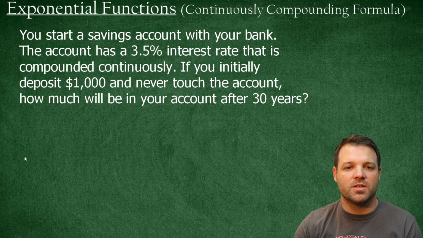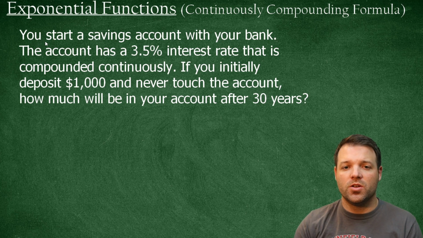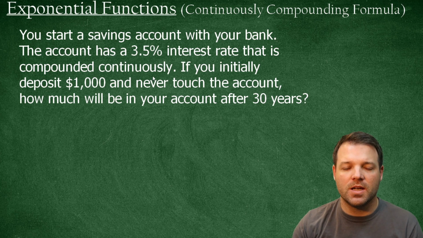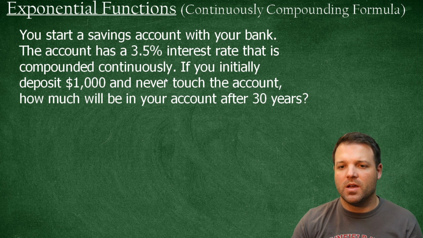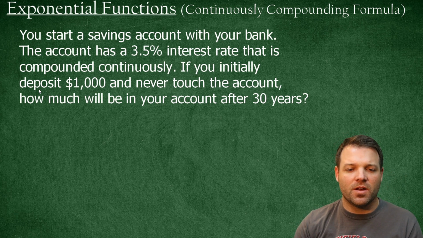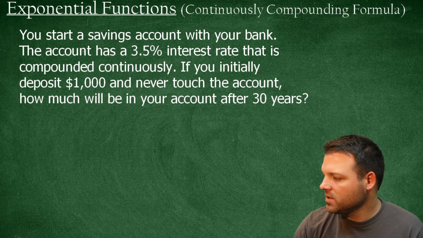Okay? All right. Now, let's cap this off with just an example here, and you're going to see how easy it is to actually apply the continuously compounding formula. So here's our situation. You're going to start a savings account at your bank. The account has a 3.5% interest rate that is, and this is the important part, compounded continuously. Right away, that tells me I'm using PERT. If you initially deposit $1,000 and you never touch the account, how much money will you have after 30 years?